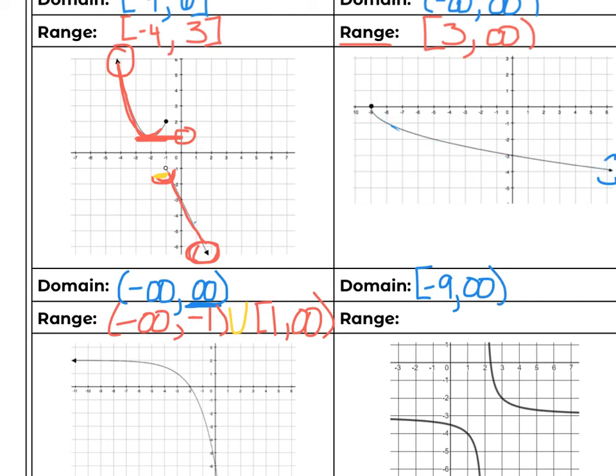If I want to start talking about range, that means that I need to start at the bottom. So as I move up from the bottom, what's the first thing I hit? The first thing I hit is this arrow, which is going down forever, so negative infinity. And as I keep moving up my graph, it hits a y value of 0.